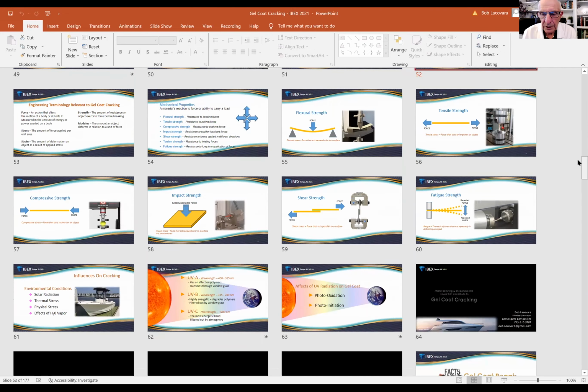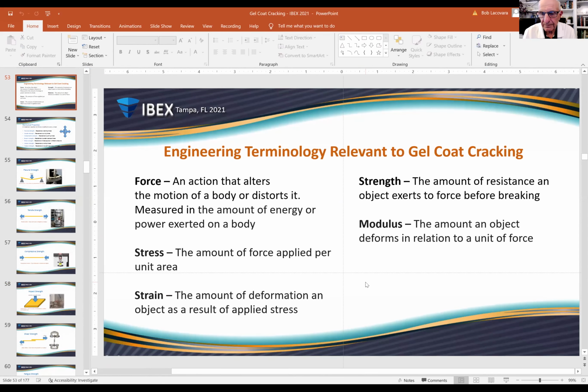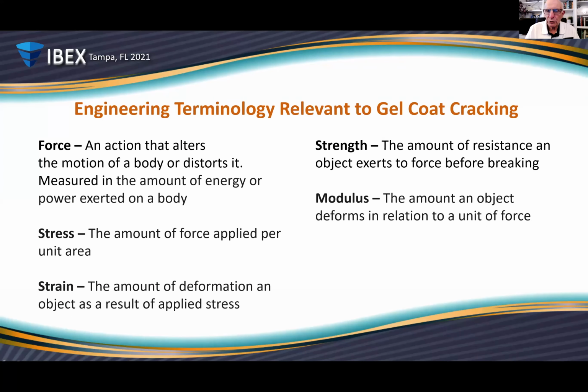I want to talk to you real quick about some engineering terminology that's associated with gel coat cracking, so that we're not using street terms. Now, if I said to you, I want you to make something strong, what would that mean? Well, strong is not a technical definition in an engineering sense without some descriptors attached to it. So we have some descriptors that are attached to gel coat cracking.